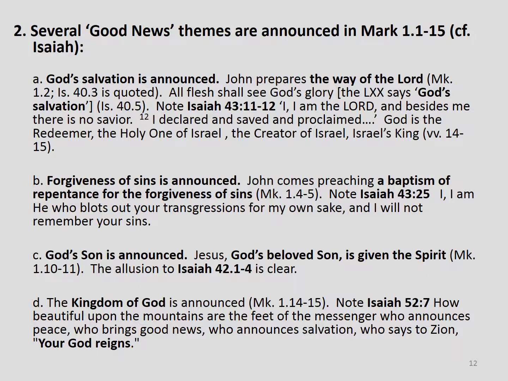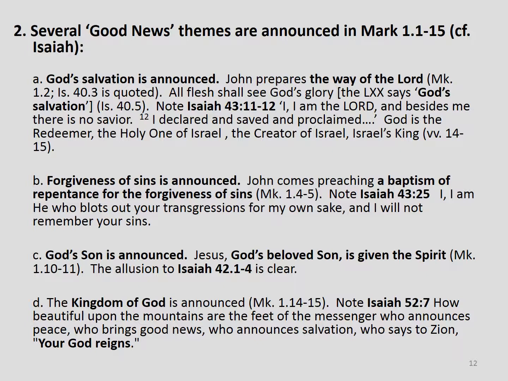Jesus, God's beloved Son, is given the Spirit in Mark 1:10-11, when Jesus is baptized. The allusion to Isaiah 42, verses 1 through 4 is clear. The passage in Isaiah 42 is, again, the same theme that we find in these other chapters of Isaiah 40 and 43 that we've been noting. And in 42, the servant of the Lord is the one in whom God is well pleased, and on whom the Spirit of God is placed.